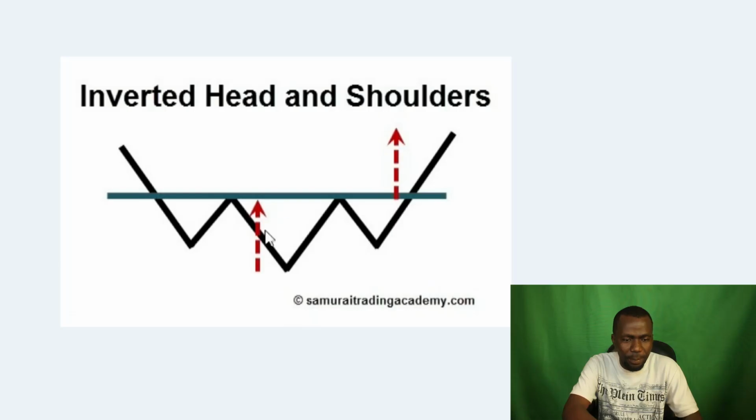This is how an inverse head and shoulder pattern looks like, right? This is how it looks like. Once you identify something like this on a chart, you know that this is an inverse head and shoulder pattern. Now, let me give you a clean practical example for you to understand what I'm talking about.